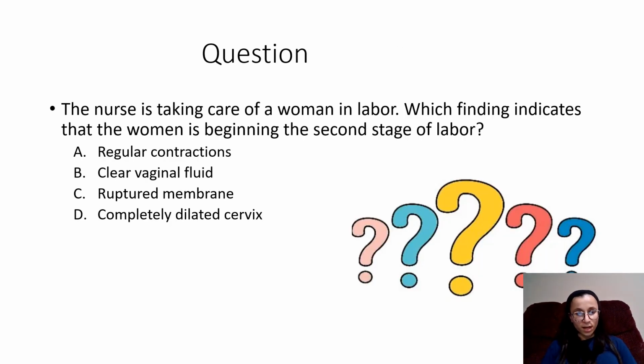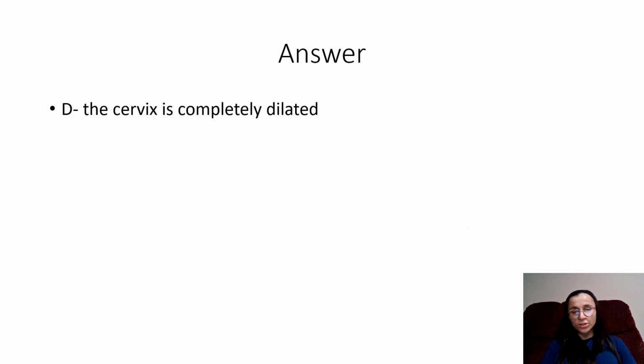So here's a question. The nurse is taking care of a woman in labor. Which finding indicates that the woman is beginning the second stage of labor? Regular contractions, clear vaginal fluid, ruptured membranes, completely dilated cervix. So I'll give you a minute. So the answer is completely dilated cervix because, like we said before, the second stage starts when the mom is 10 centimeters.